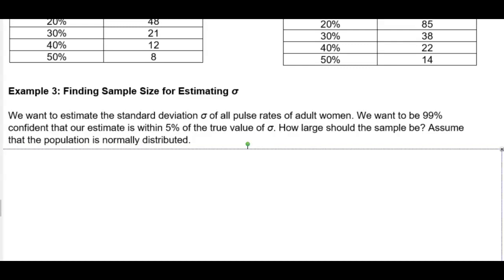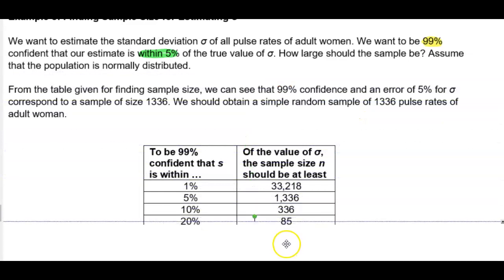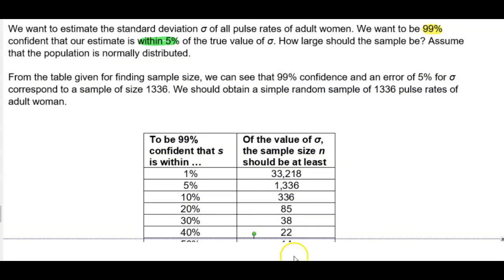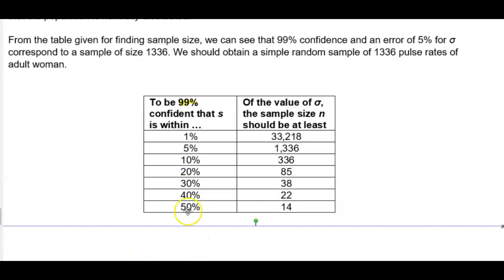Okay, so we need to first look at 99%, and it says within 5%. So we're going to be using the one on the right here. From the table given for finding the sample size, we look at the 99%. So there's our 99%. And we also need to look at the fact that it's within 5%. So 1,336 would be the sample size.